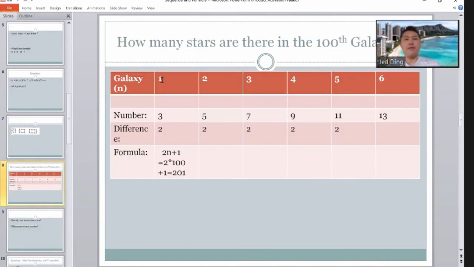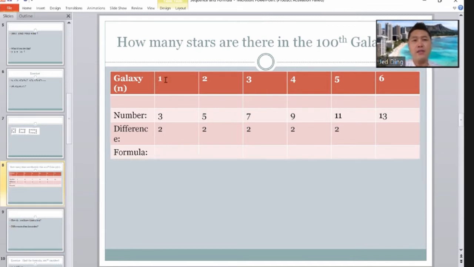Check this out. The first galaxy has number 3. Second galaxy has number 5. Third galaxy has number 7. Fourth galaxy has number 9. Fifth galaxy has number 11. What's the difference between these numbers? The difference between 3 and 5 is 2. The difference between 5 and 7 is another 2. The difference between 7 and 9 is 2. So as you noticed, each item has a difference of 2.